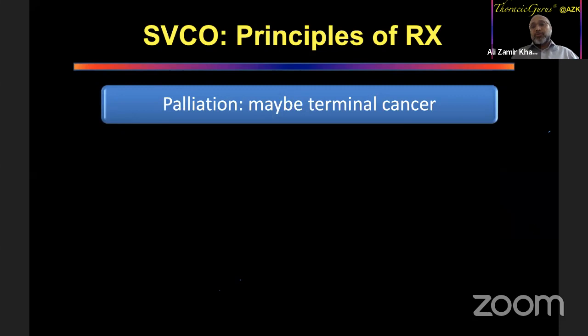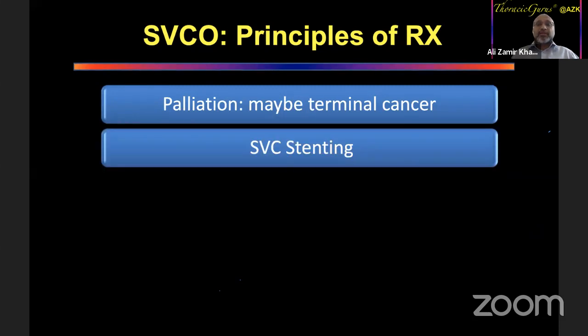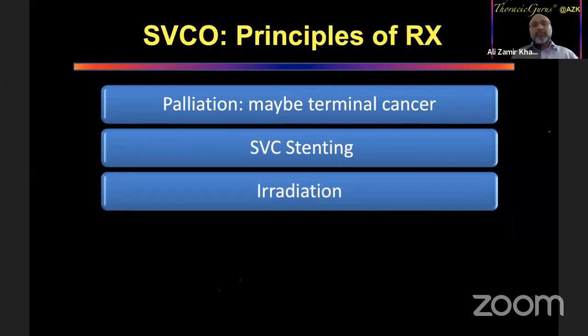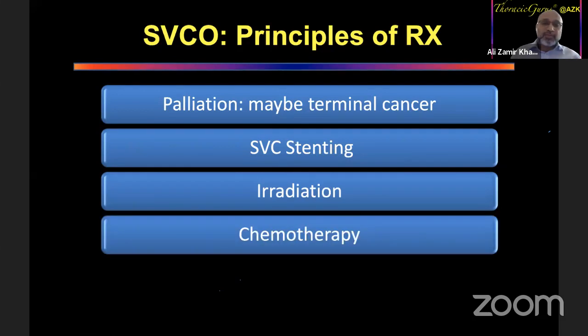Palliation may be used, particularly when you're dealing with terminal cancer. And the palliation principle is just put in an SVC stent, make the patient symptom free, and then give minimum therapy that is required. Irradiation used for palliation is usually a lower dose. Yesterday we said for mesothelioma, the dose goes down to 30. So you give a lower dose for palliation. The same principle applies also for anterior mediastinal tumors. And all you're trying to do is reduce the tumor mass so that the compressive symptoms are gone.